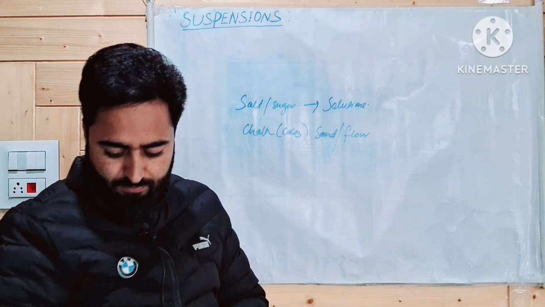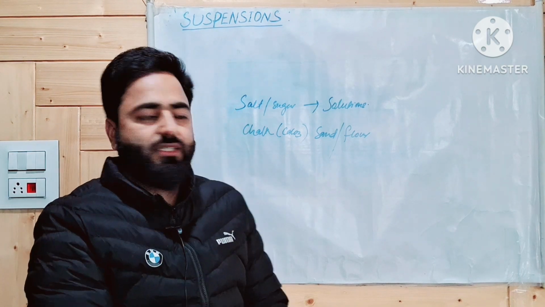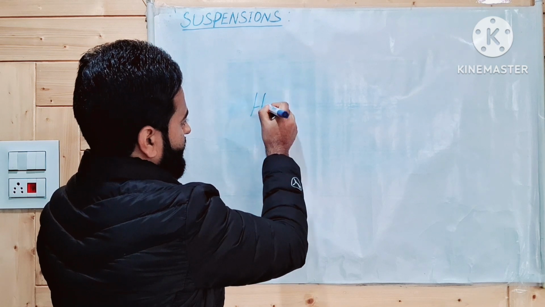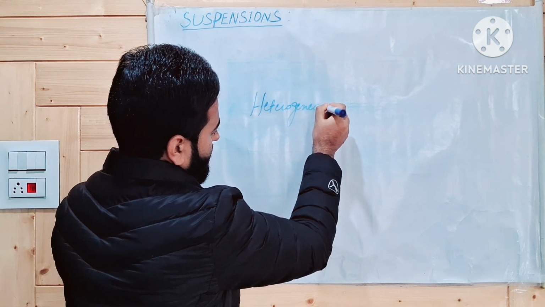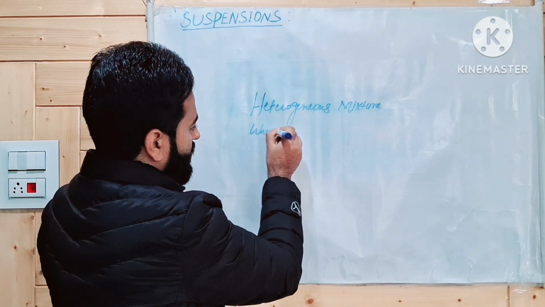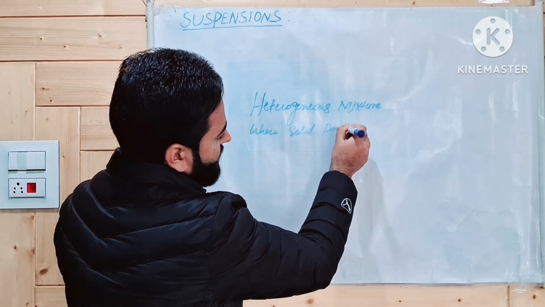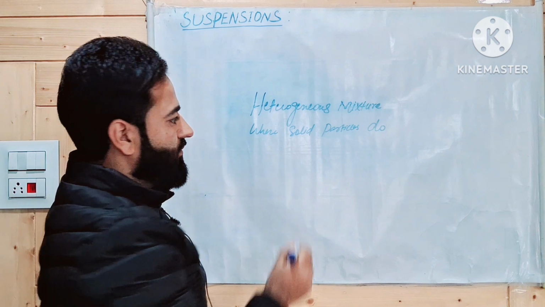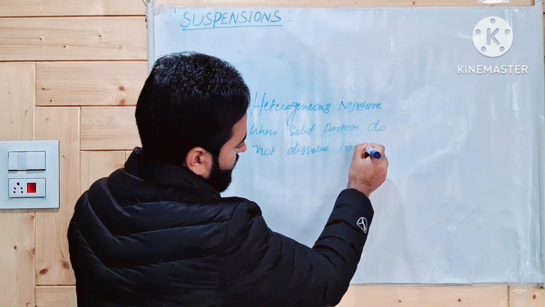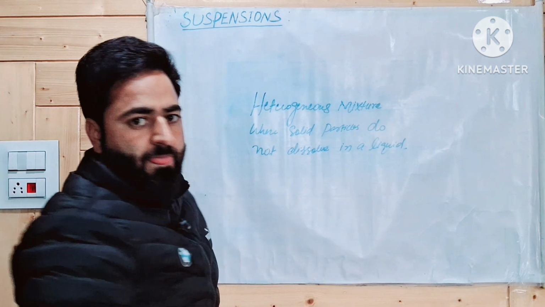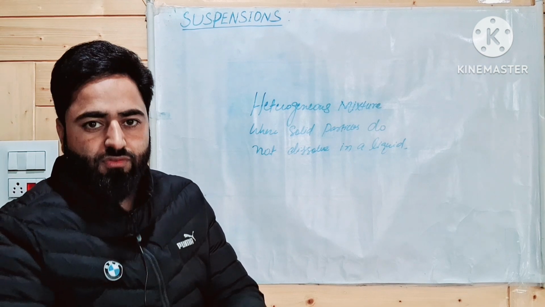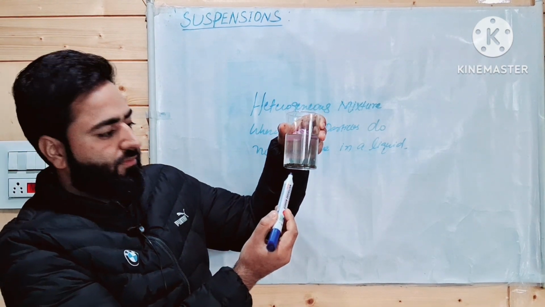So what is a suspension? A suspension is simply a heterogeneous mixture where solid particles do not dissolve in a liquid. They just settle down after some time, and we can clearly see two distinct layers, one of sand and one of water.